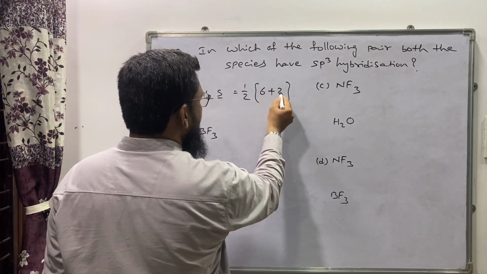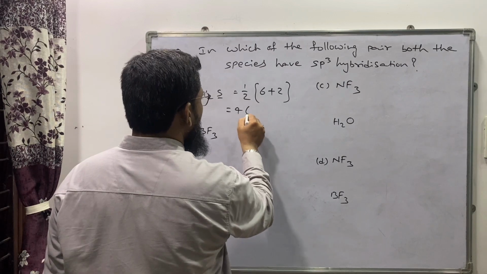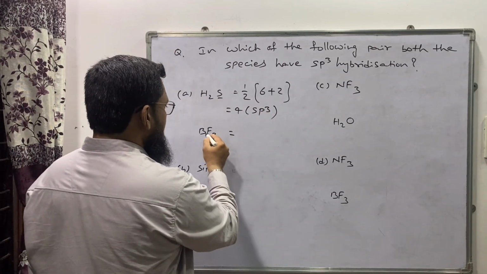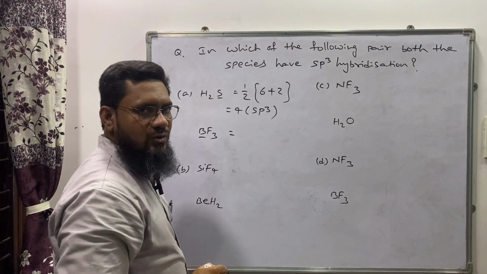So here 6 plus 2, 8. 8 by 2 means 4. 4 means sp3 hybridization. Now here, boron hybridization we need to calculate.